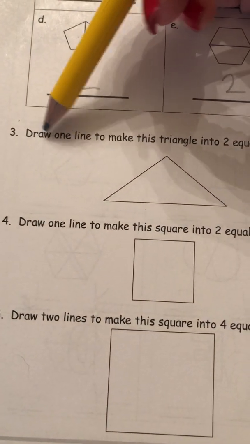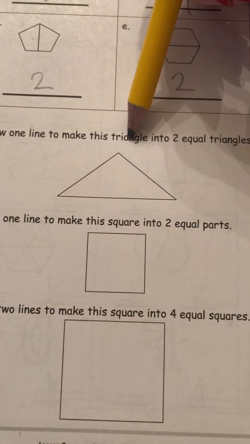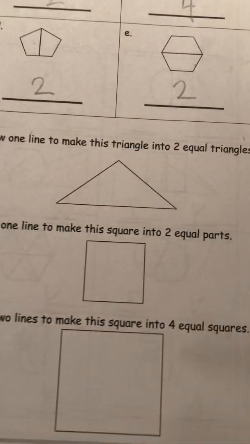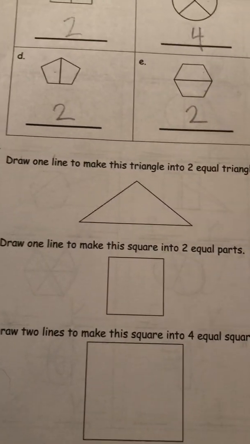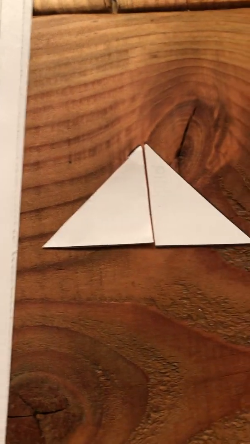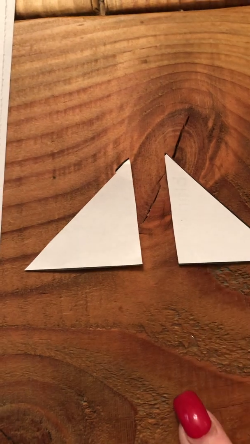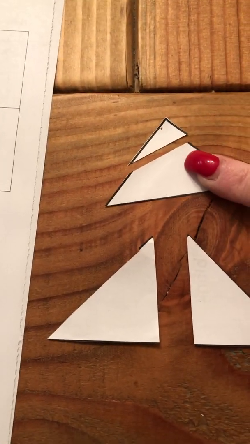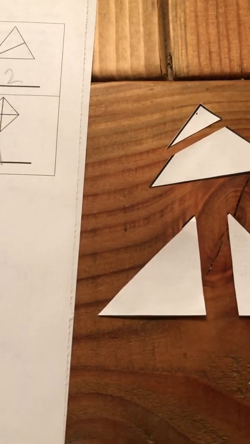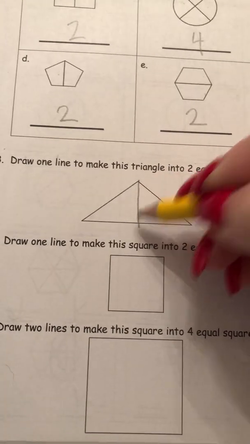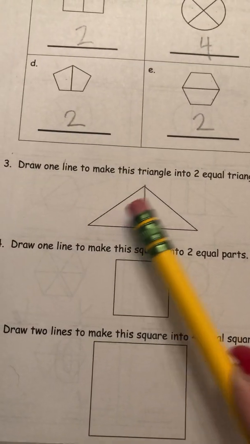Number 3 says, draw one line to make this triangle into 2 equal triangles. Remember my triangle? My line was right in the middle, and now there are 2 equal triangles. This triangle, I put it kind of funky, and those are not 2 equal parts. So I think the best thing to do would just be to draw a straight line down the middle. And now that side looks like that side.